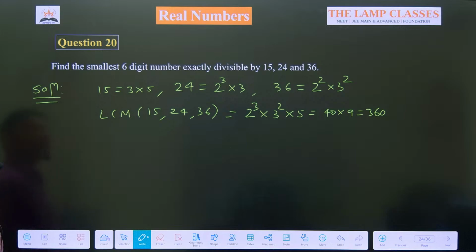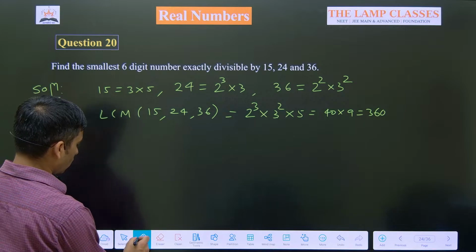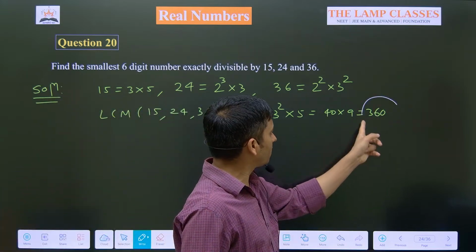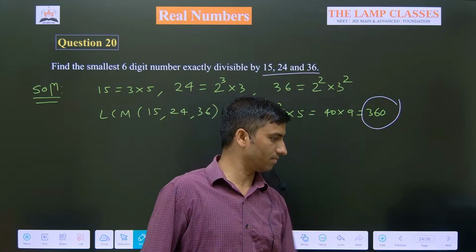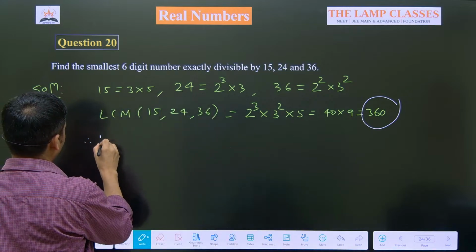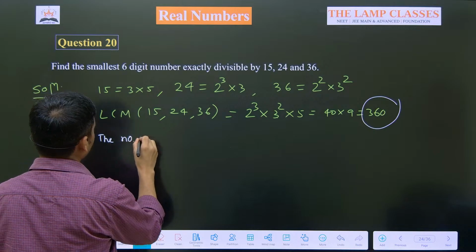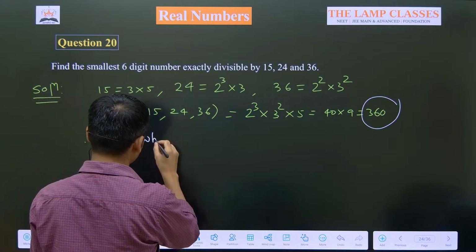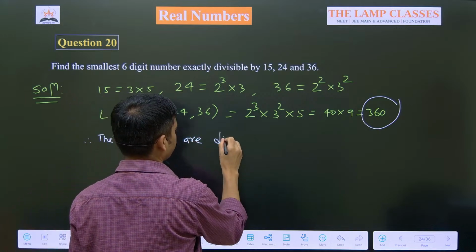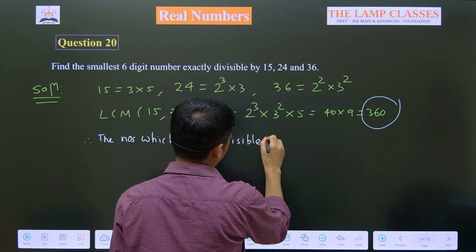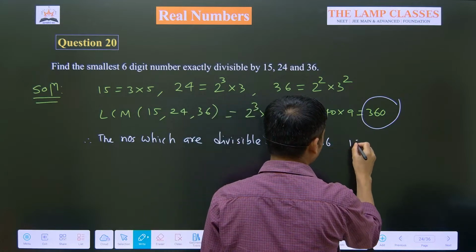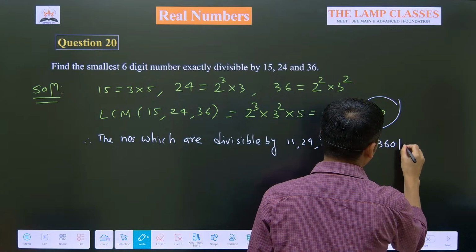So 360 is the smallest number that is divisible by 15, 24 and 36, right? But we need to find the smallest 6-digit number, right? So what do we write after that? Every number which is a multiple of this LCM, a multiple of 360, will be divisible by these numbers, right? And there are infinitely many such numbers. Therefore, the numbers which are divisible by 15, 24, 36 are 360 times some number k.